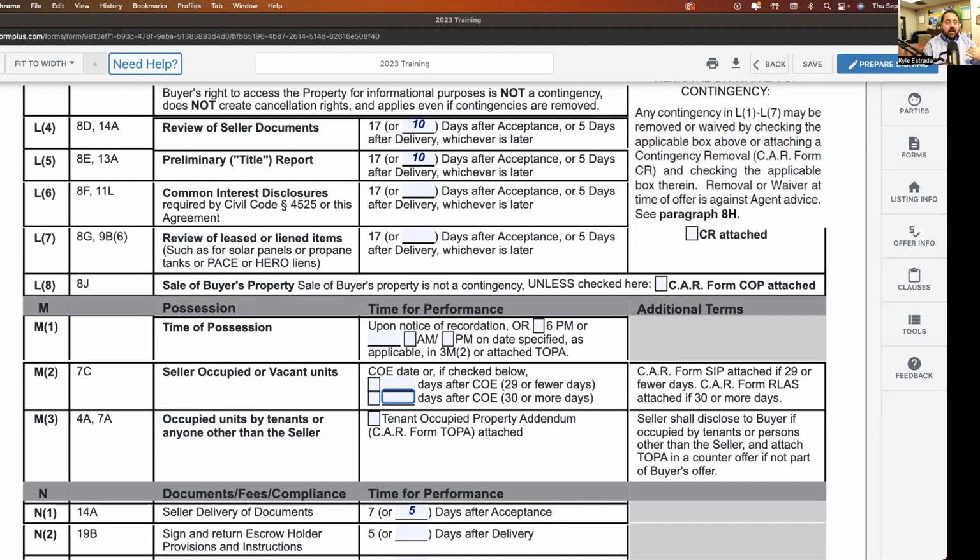If it is tenant occupancy, okay, well, questions about occupancy? Any questions?